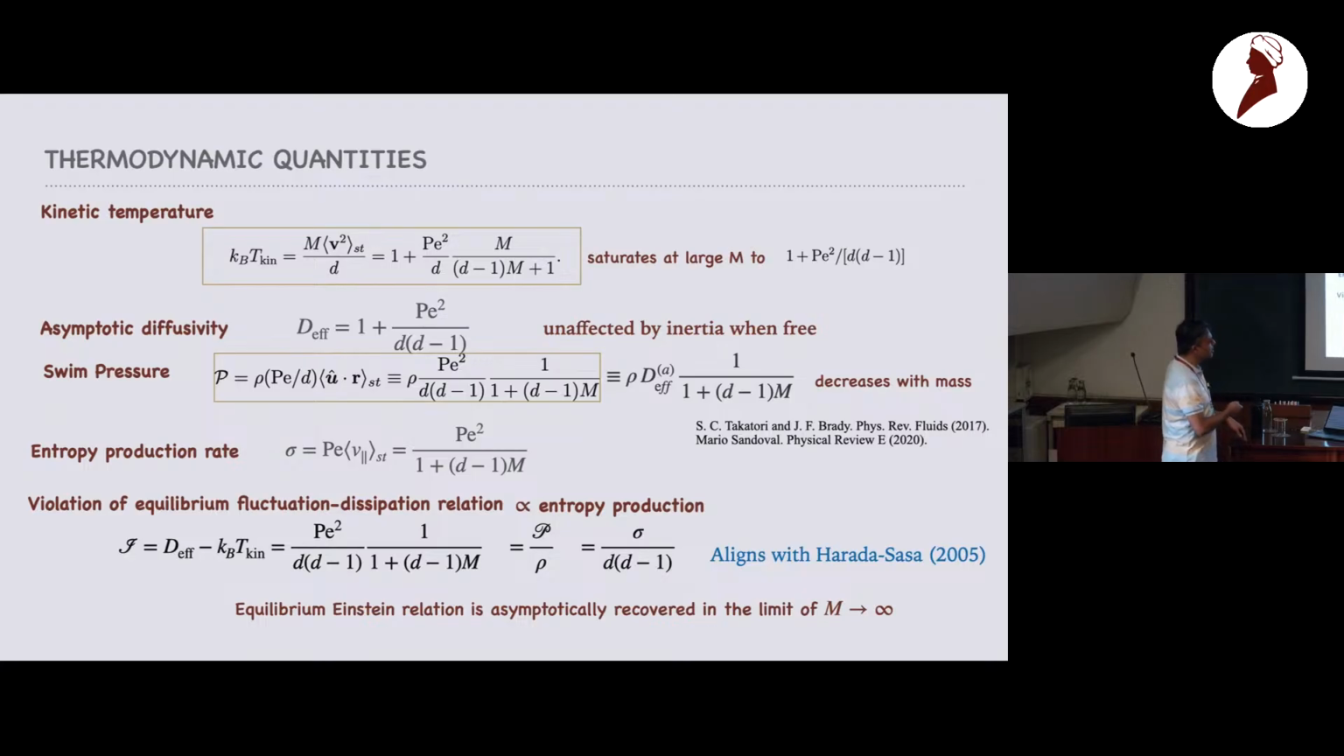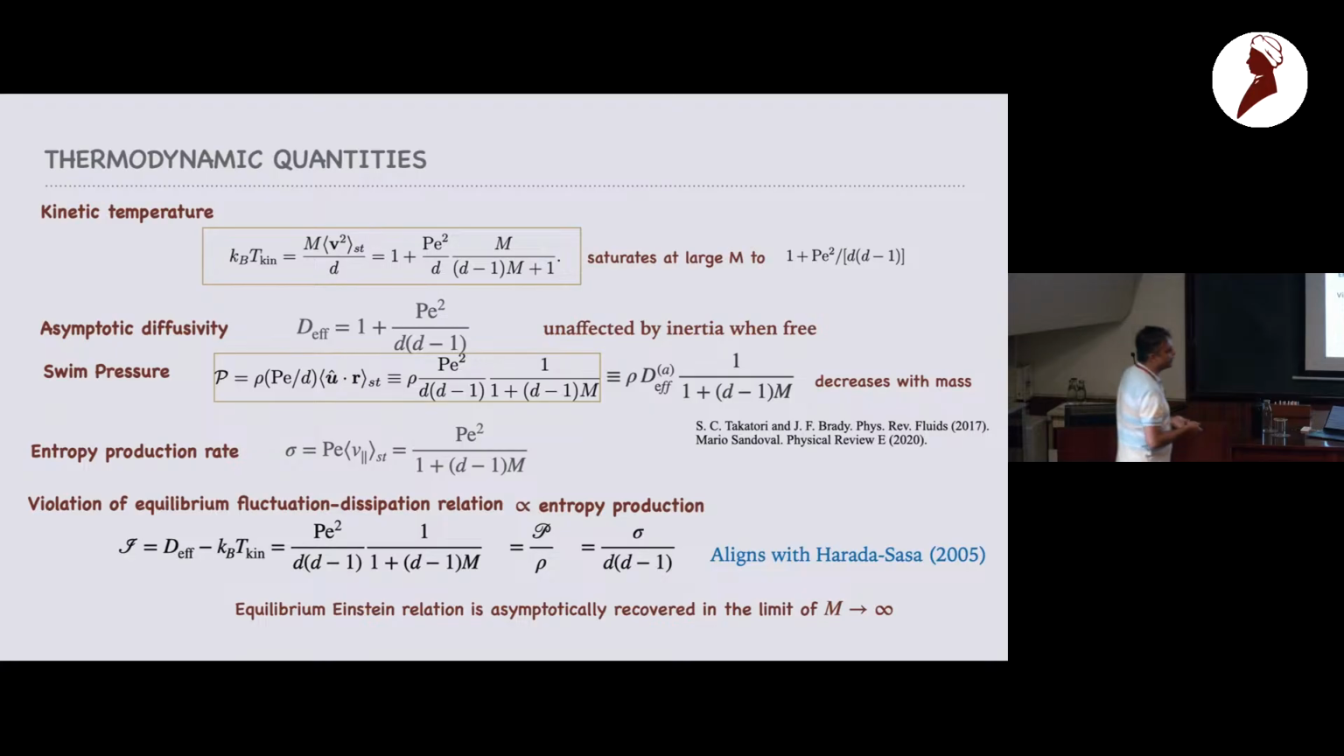So the entropy production rate, if you calculate, also reduces as 1 by m at large enough m. And if you look for the violation of the equilibrium fluctuation dissipation relation, the departure function, one can show that it is proportional to the swim pressure, and of course that's proportional to the entropy production in the system.